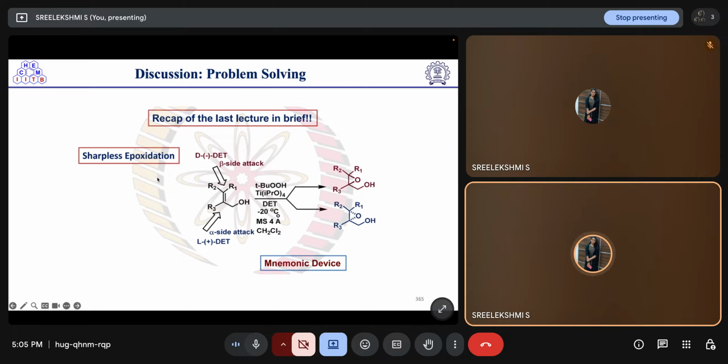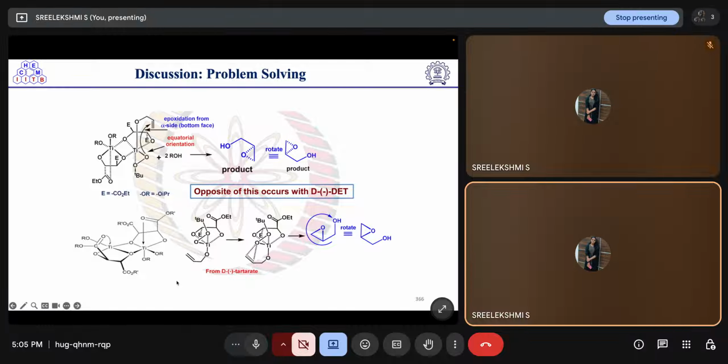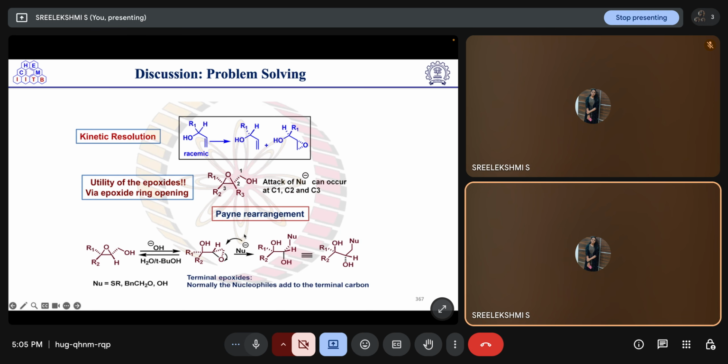And we have seen how minus DET will give a particular enantiomer, while plus DET, that is L-DET, will give the other enantiomer. And we have also seen the selectivity: epoxidation from the alpha side is favored when this type of orientation exists, and the opposite occurs in the case of minus DET. Now we have also seen the kinetic resolution, so we can use kinetic resolution using this Sharpless asymmetric epoxidation to separate asymmetric compounds from a racemic mixture.